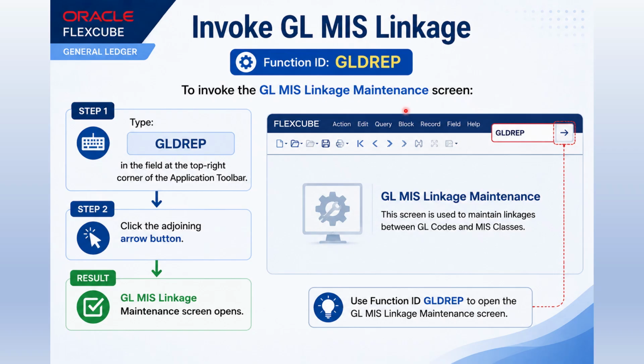Invoke GL MIS Linkage. Now let's look at the FLEXCUBE function. The function ID for GL MIS Linkages is GLDREP. To invoke the GL MIS Linkage maintenance screen, enter GLDREP in the field at the top right corner of the application toolbar. Then click the adjoining arrow button. The GL MIS Linkage maintenance screen opens. This is the starting point for maintaining GL MIS linkage records.